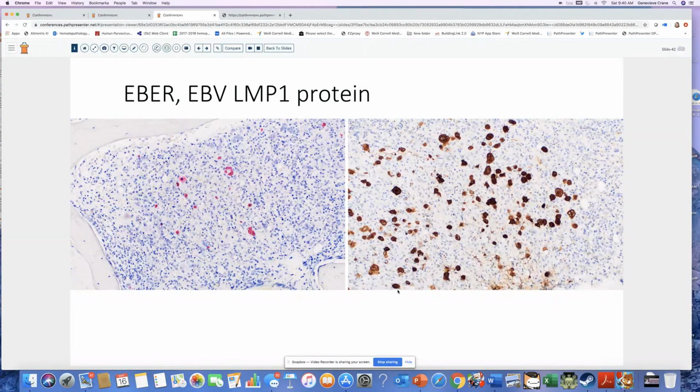The large atypical cells are positive for EBER, here done by in situ hybridization. And on deeper levels, we actually uncovered a larger number of these Hodgkin-Reed-Sternberg-like cells with also some probable background reactivation as well. But they were also positive for the EBV latent membrane protein 1, which is typically seen in classic Hodgkin lymphoma when it's EBV associated.